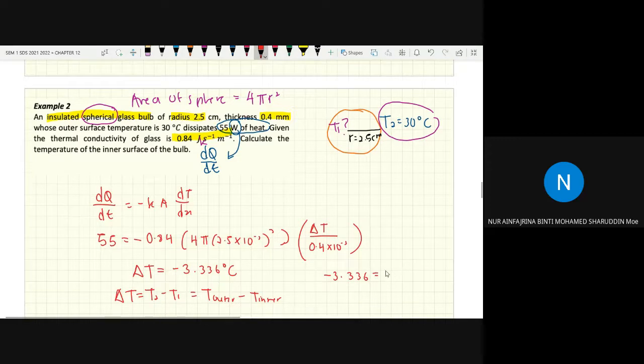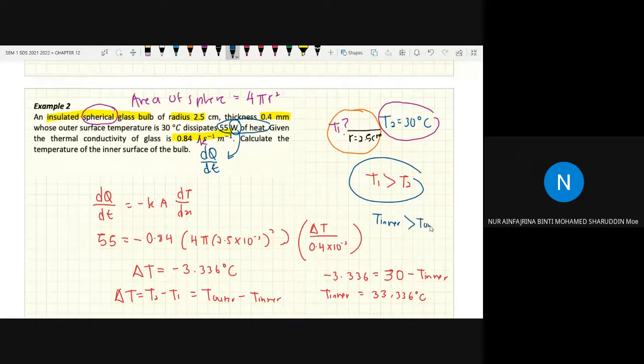Jadi awak tahu temperature difference dia adalah negatif 3.336 degree Celsius equals to T outer, kita nak cari apa? Kita nak cari T inner. T outer adalah 30 dan T inner dia kita nak cari. Jadi tekan kalkulator, awak akan dapat T inner dia 33.336 degree Celsius. And you have to make sure T1 awak bigger than T2. So maksudnya your T inner is bigger than your T outer. Sebab rate flow of heat adalah daripada dalam ke luar. Sebab tu temperature dekat dalam bulb is higher compared to temperature dekat luar bulb. Itu sahaja.